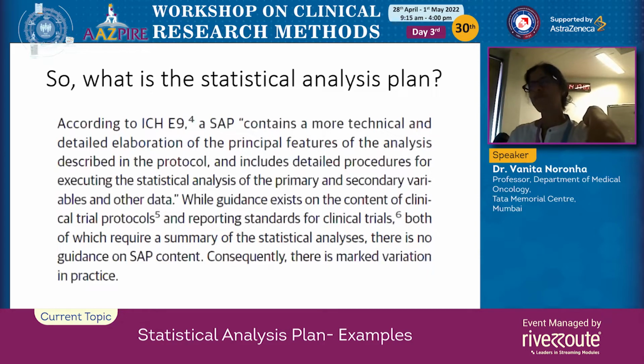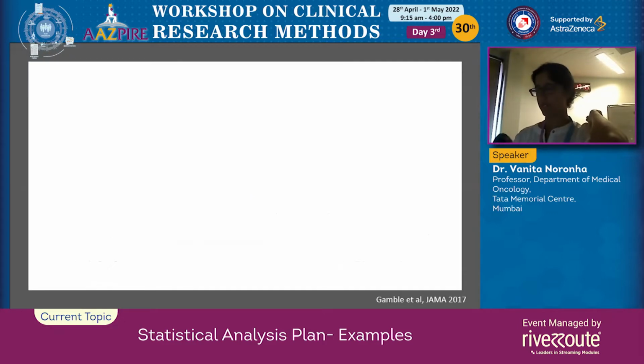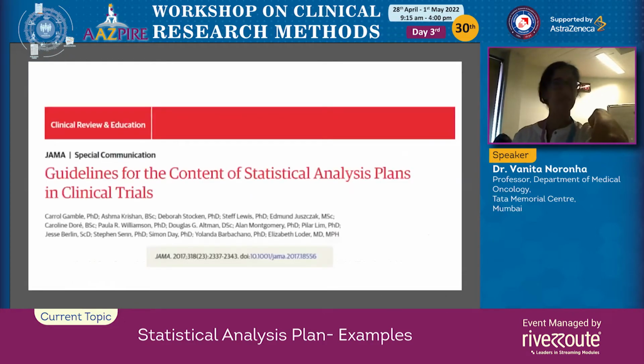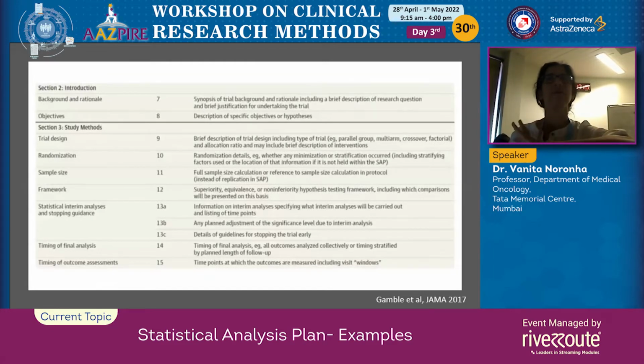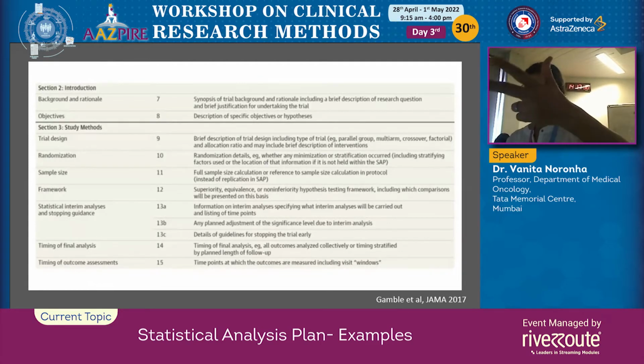But a few years ago, there were actually no guidelines about how to make your statistical analysis plan. So this group of people came together to make these guidelines, which were published in JAMA. I'll go through this very briefly because of lack of time, but basically the initial part is your administrative part. So you'll say, what is the title? What is the version number? What is your date?